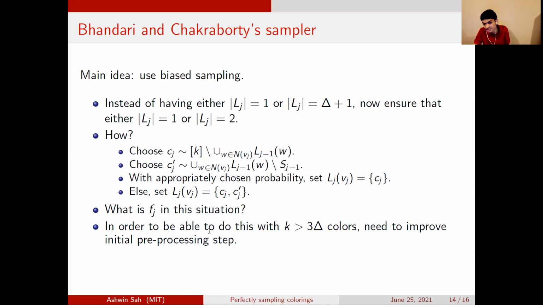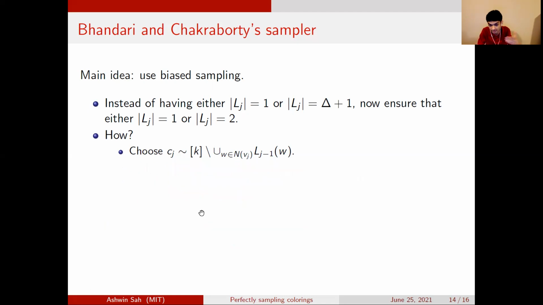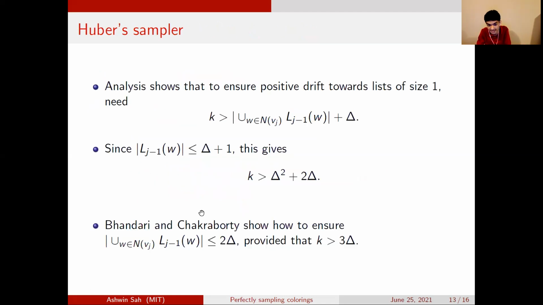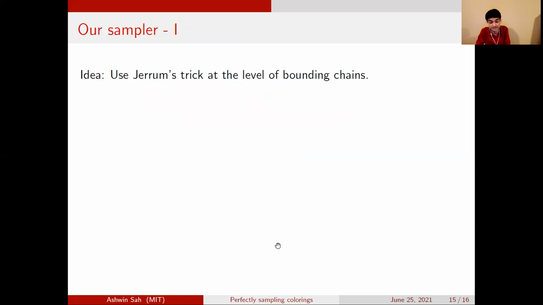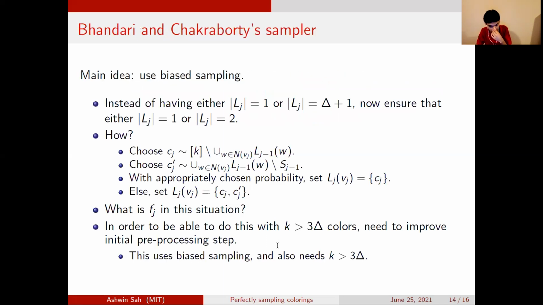And again, as mentioned, you also need to improve this initial pre-processing step in order to do better than 3 delta, because not only does this pre-processing step require 3 delta, but also this drift step requires 3 delta. So there are 2 places where one needs k greater than 3 delta. So let me just, with the time I have left, briefly describe what we do for both at a very high level.